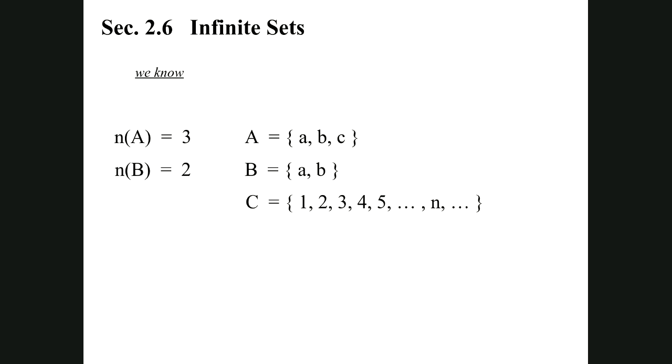Well, we run into a little bit of trouble here trying to find the cardinal number of set C. That is the number of elements in set C, right? Because it's an infinite set. It never ends. There is no last number to say what is the number of elements in the set. It's an infinite set.